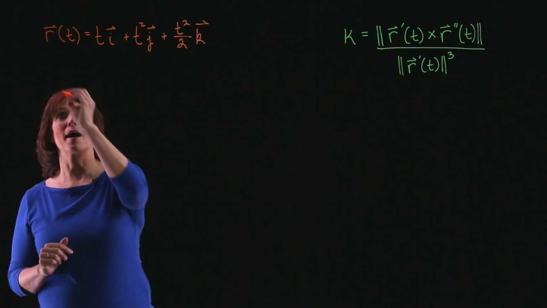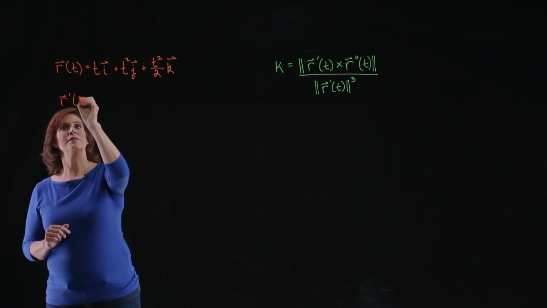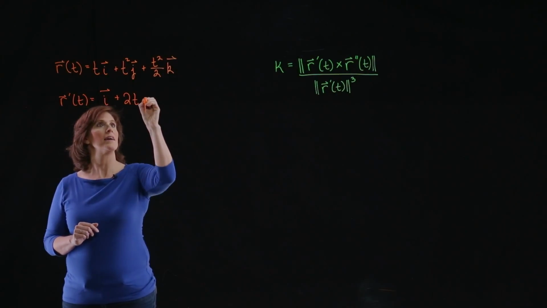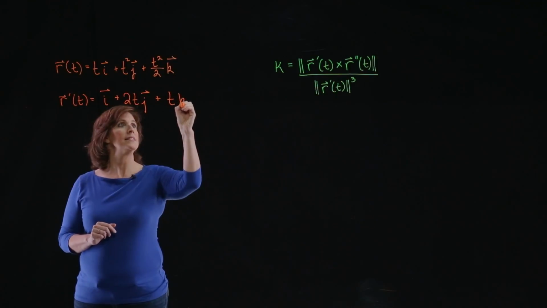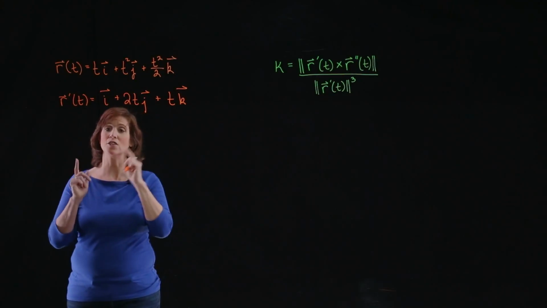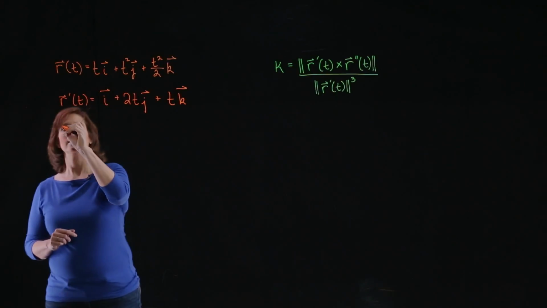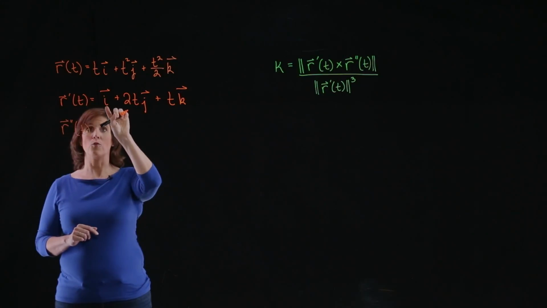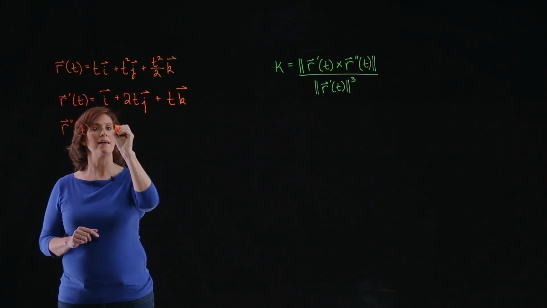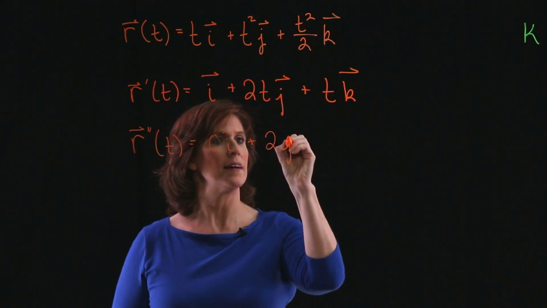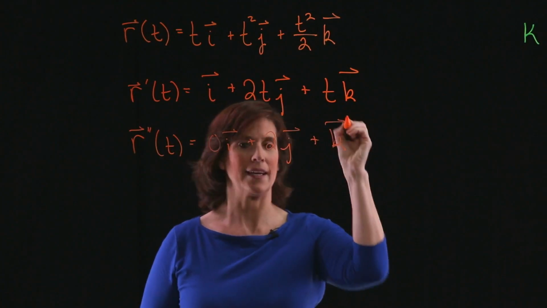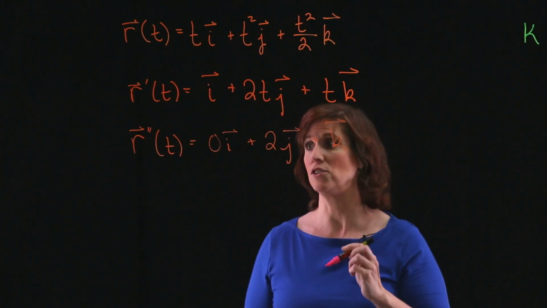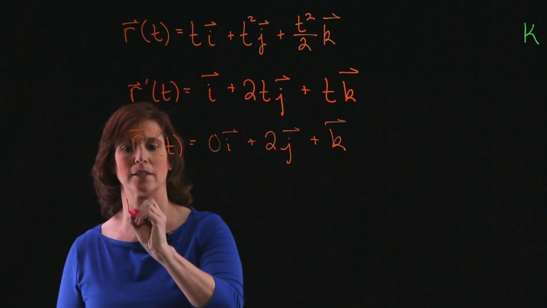Let's first of all find r prime. So r prime of t is going to be i plus 2t j plus t times my vector k, taking the derivative of each of the components. Now let's get the second derivative. The derivative of 1 is 0, so that'll be 0 times i plus 2j plus k. All right, the next piece is I really need the cross product of these two. So let's go ahead and find the cross product.